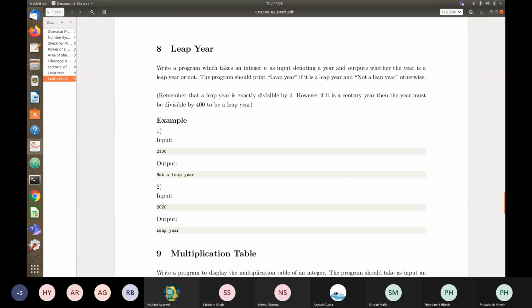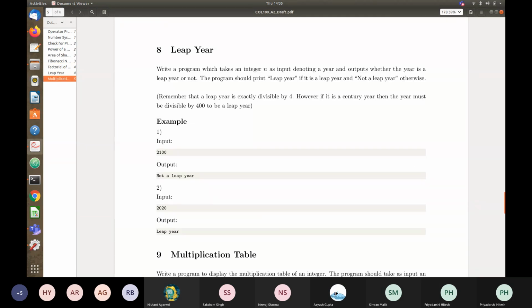Now this is the last program, like leap year. The simple logic is you have to use the modulo operator to check if it is divisible by 4, or then you can check if it is a century year. So for a century year, how will you check? Anyone?